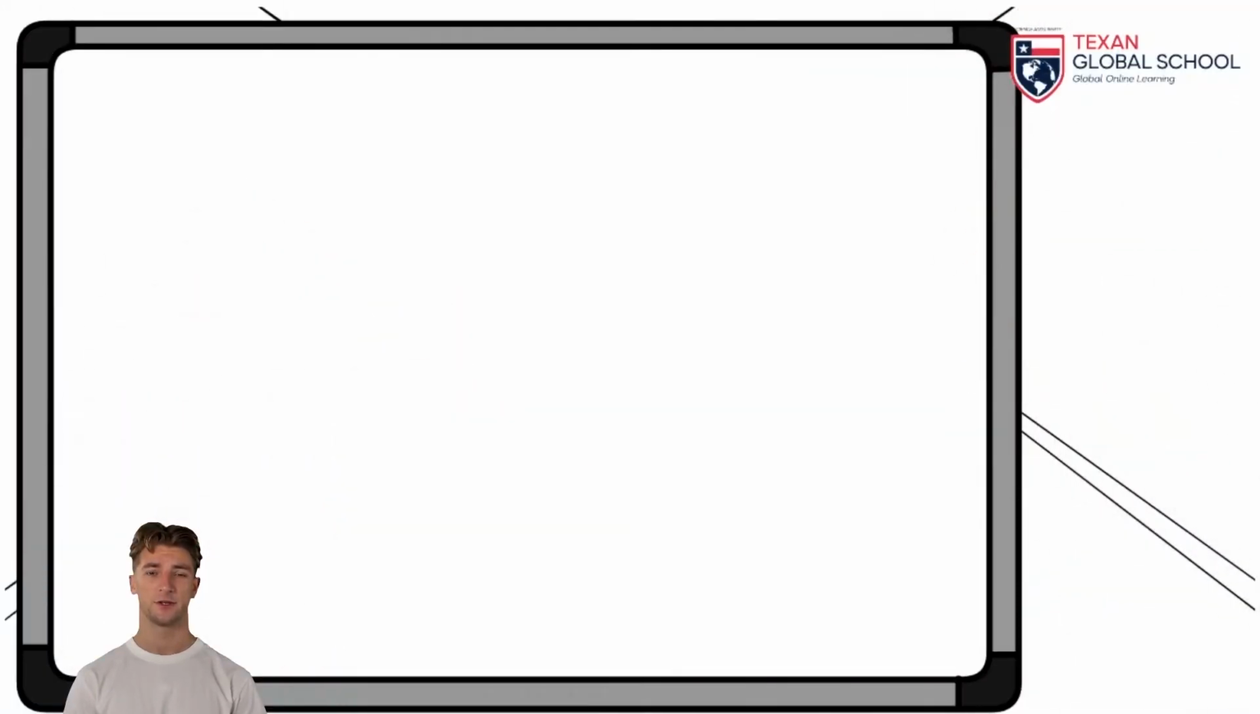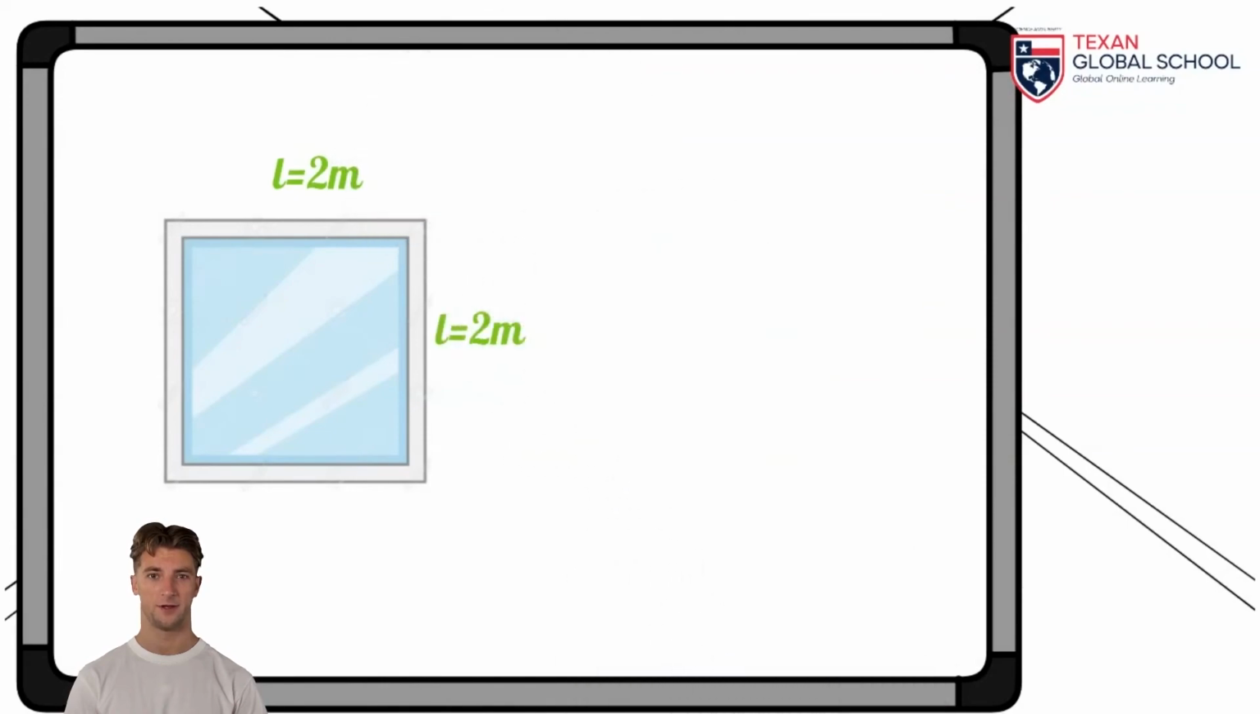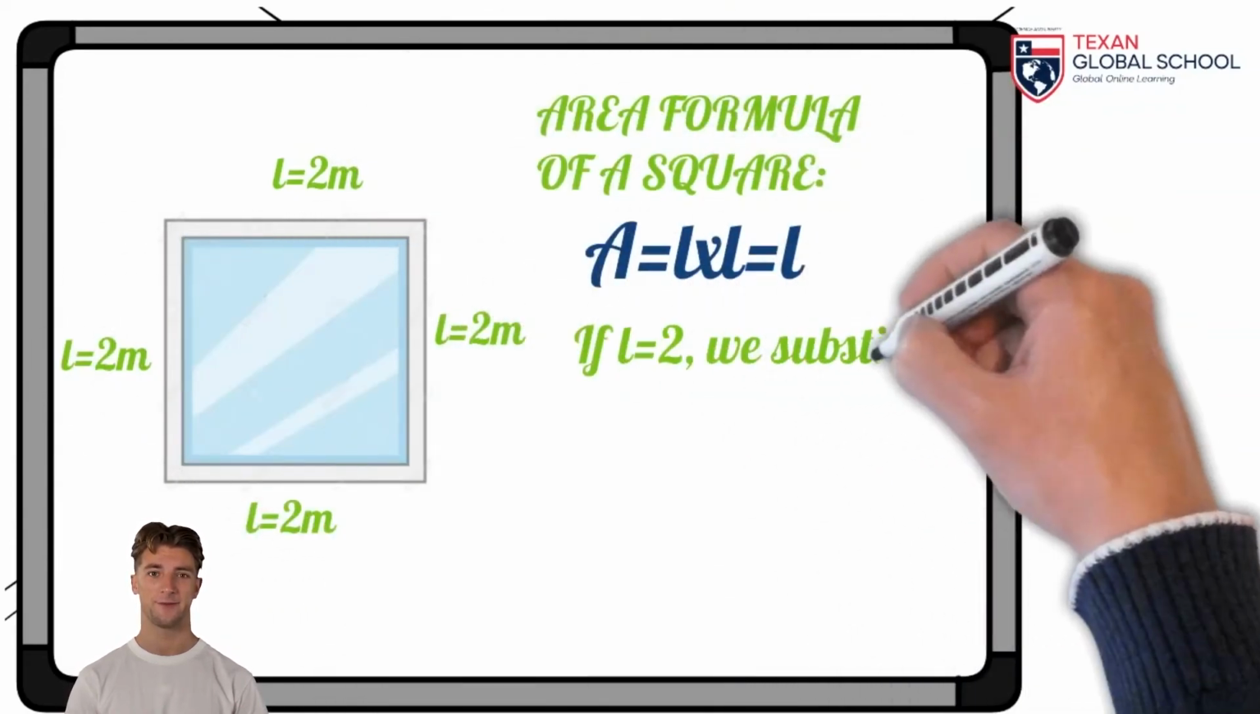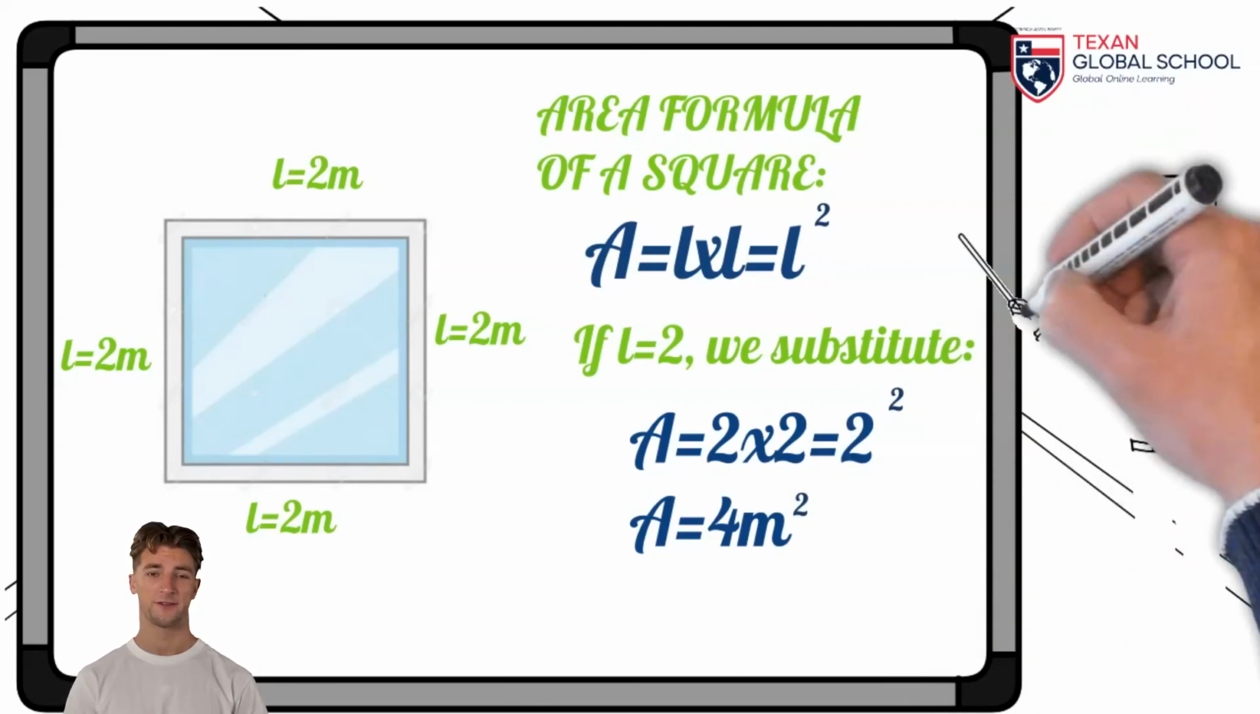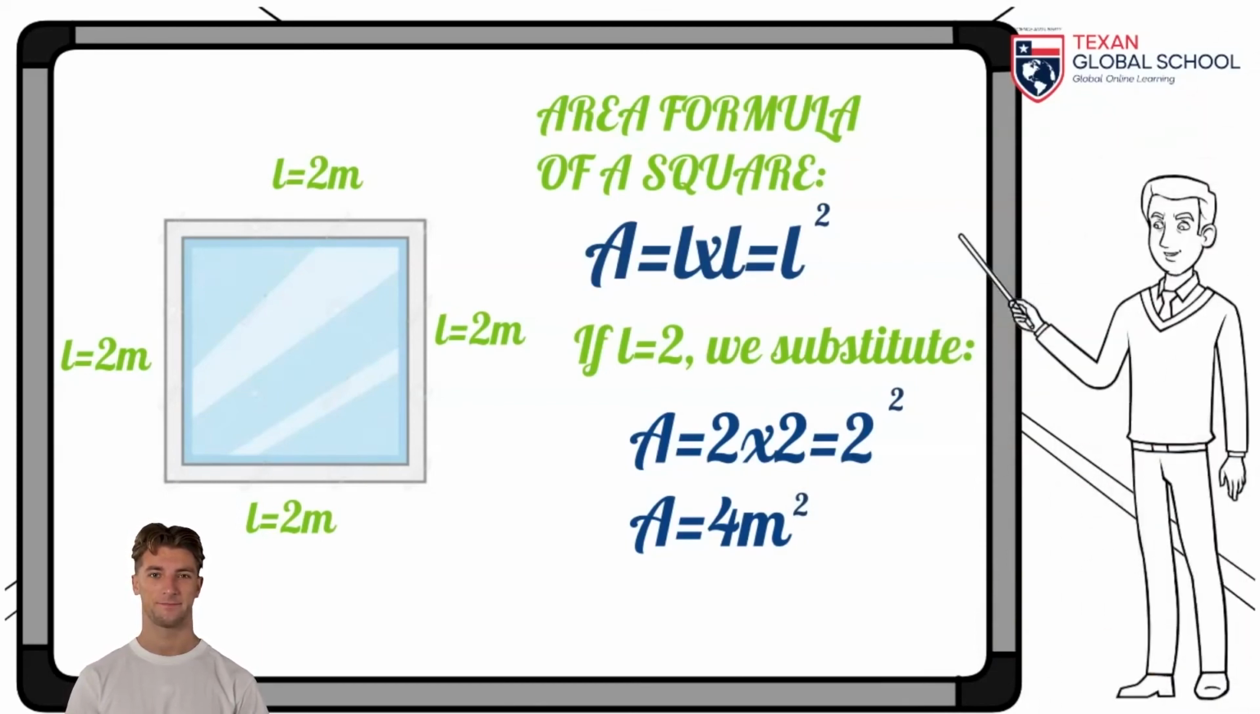On the other hand, using the formula for the area of a square, we multiply side by side, or we just square its side. In both ways, we obtain that the area of this square is 4 square meters.